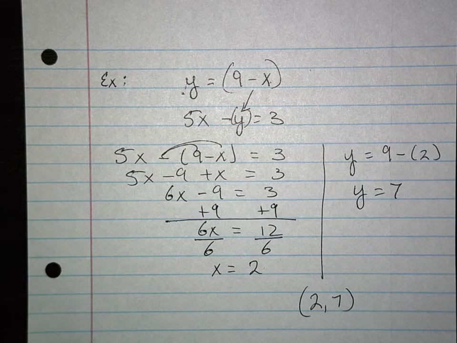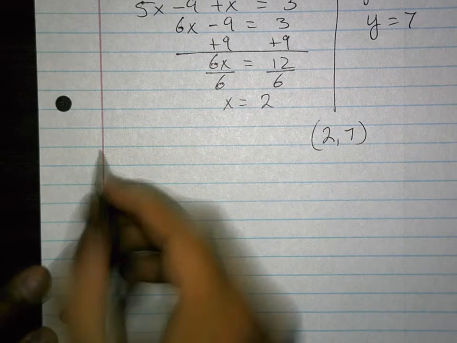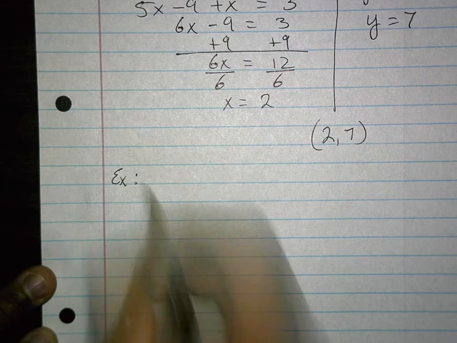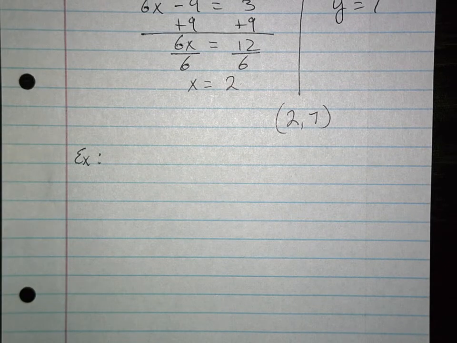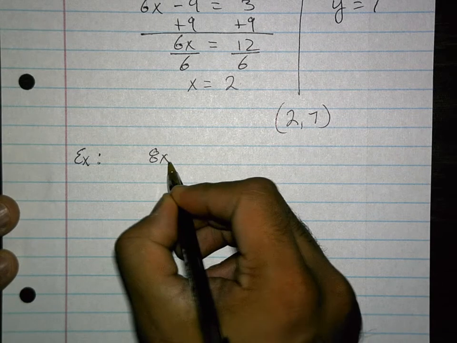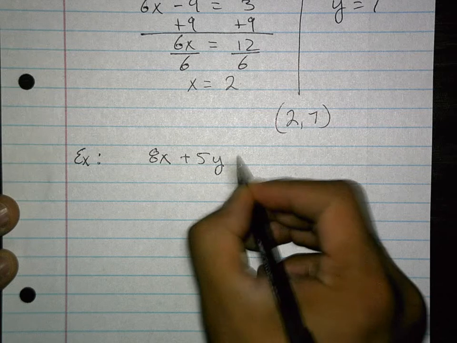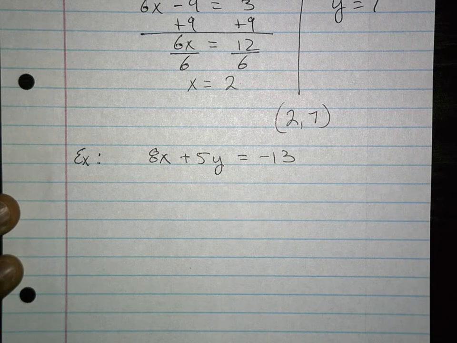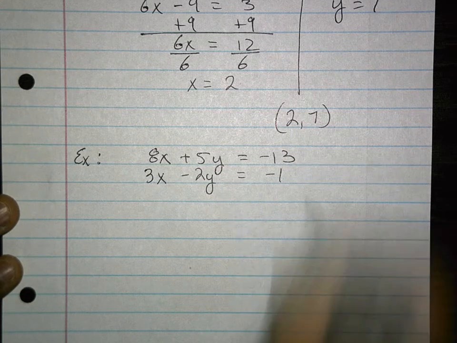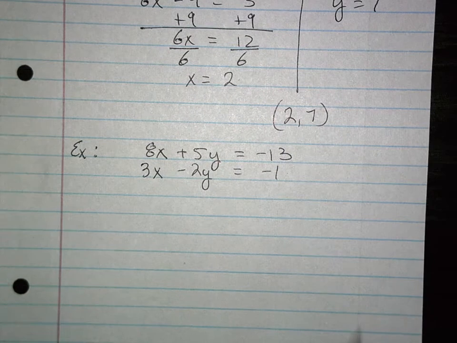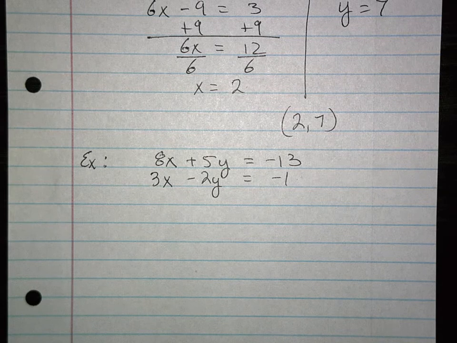Let's do one using elimination. We're looking at 8x plus 5y equals negative 13 over 3x minus 2y equals negative 1. And elimination is where we cross them off, so you've got to make them the same. You pick one you want to get rid of. I'm going to get rid of y's just because they're already opposite signs.